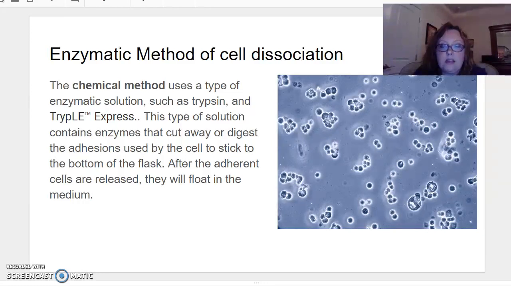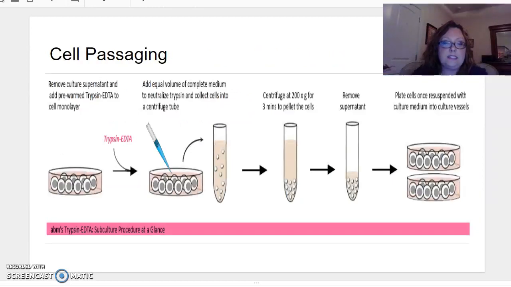After adherent cells are released, they will float around in the medium, and that's where you pipette them up and spin them down. So here is an example of cell passaging. What I was just talking about: you've got your trypsin or your TrypLE, and it breaks those cells off the monolayer. You pipette them up, put them in either a 10 mL or 50 mL conical tube, spin it down, get a pellet. You resuspend after you remove the supernatant, and then you break them up.